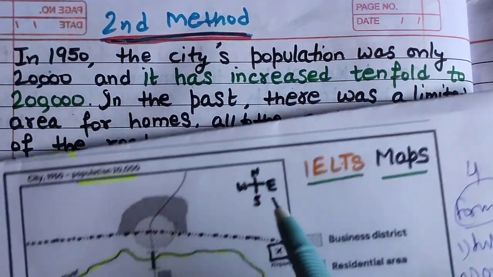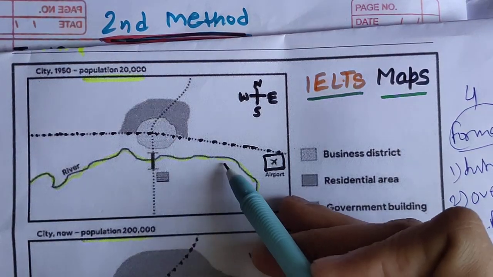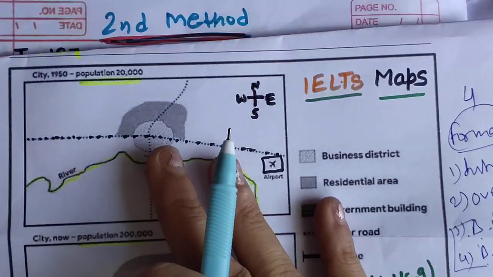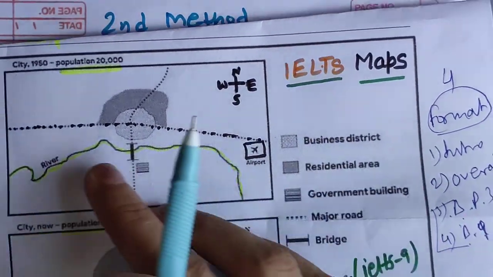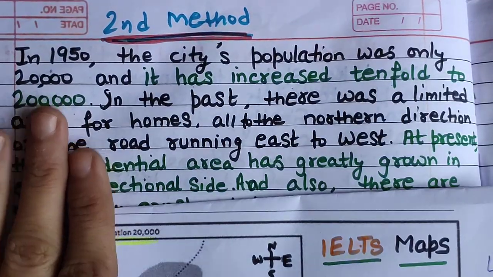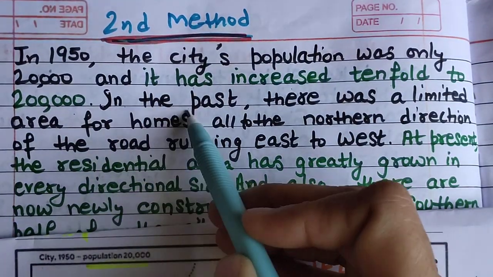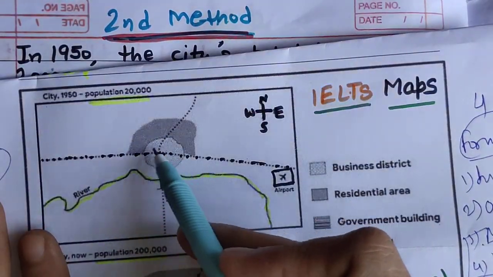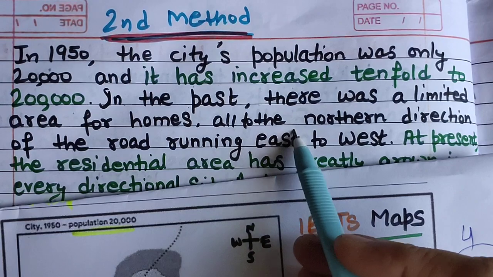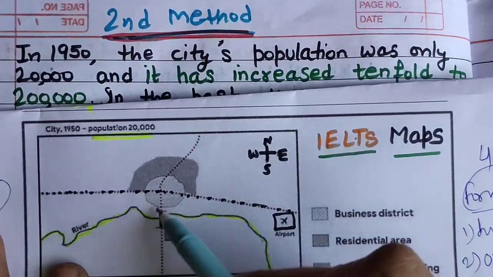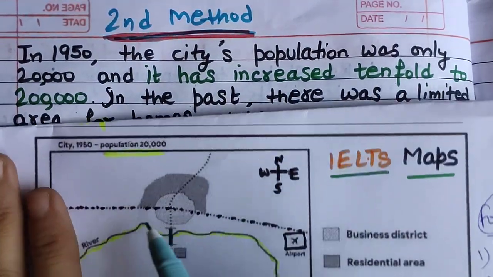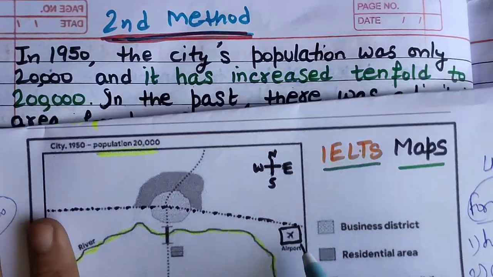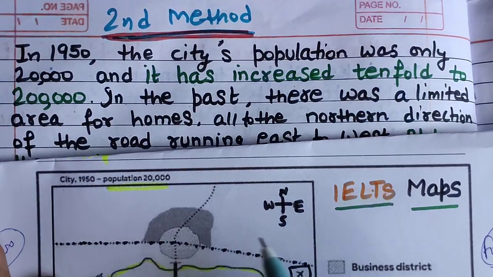I am not waiting to write a first paragraph about this and this. You can pick the categories and just compare the things. This is also a good method. In the past, there was a limited area of homes, all to the northern direction of the road running east to west. East to west or west to east.